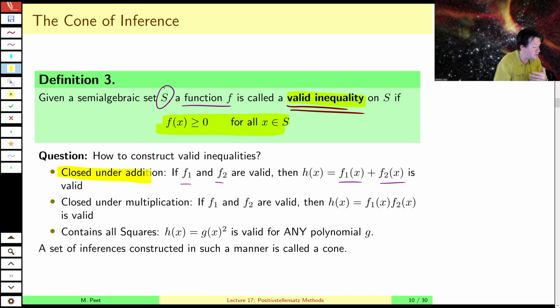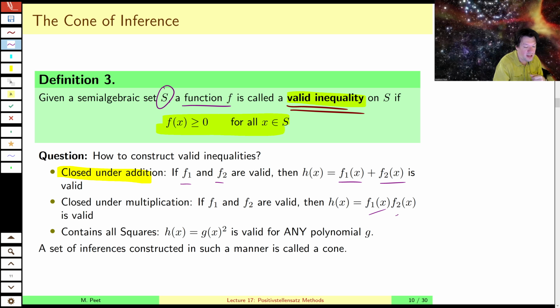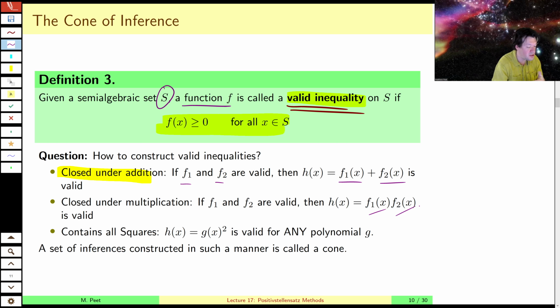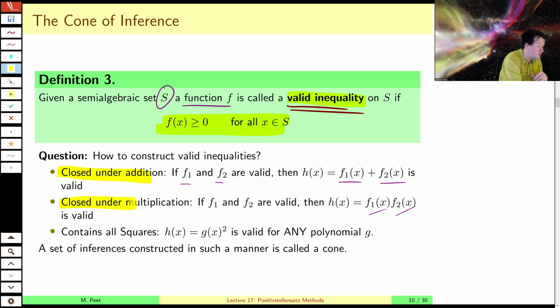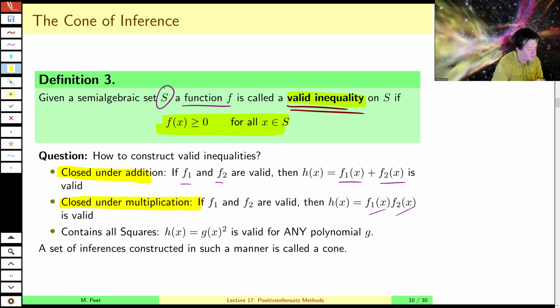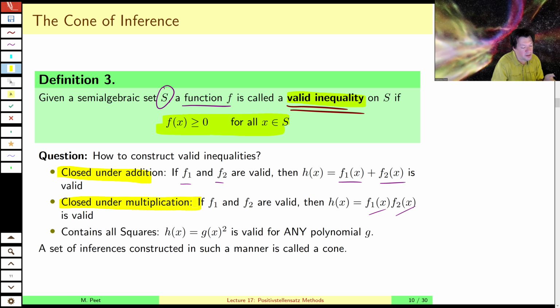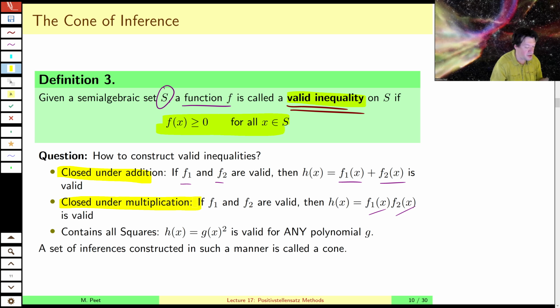Multiplication works as well as for sum of squares, right? If f1 is a valid inequality and f2 is a valid inequality, you multiply two positive terms, which are valid on the set, together, and it's also positive on the set, right? So the set of valid inequalities is also closed under multiplication. And now we've got the third one, which is that anything which is positive everywhere is also, of course, positive on the set because it's positive everywhere.